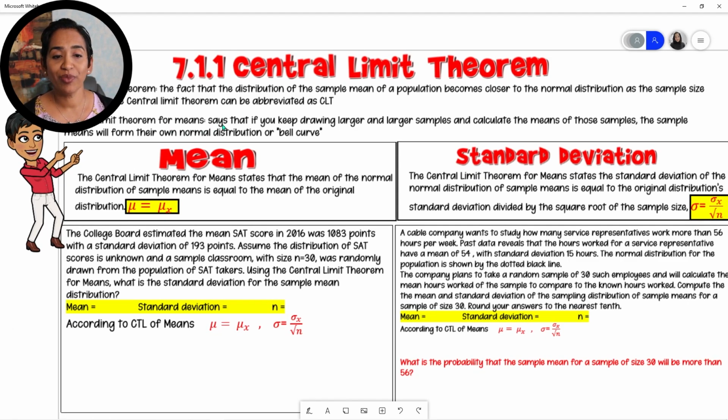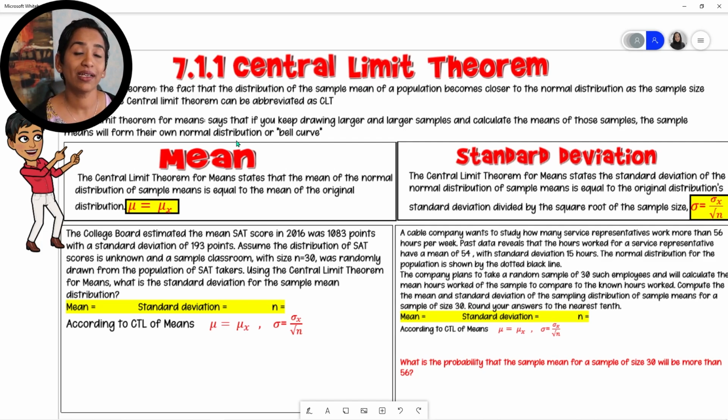The central limit theorem of the mean says if you keep drawing larger and larger samples and calculate the means of those samples, the sample means will form their own normal distribution or a bell curve. What does that even mean? Let's start with what the central limit theorem says. Let me give you an example.